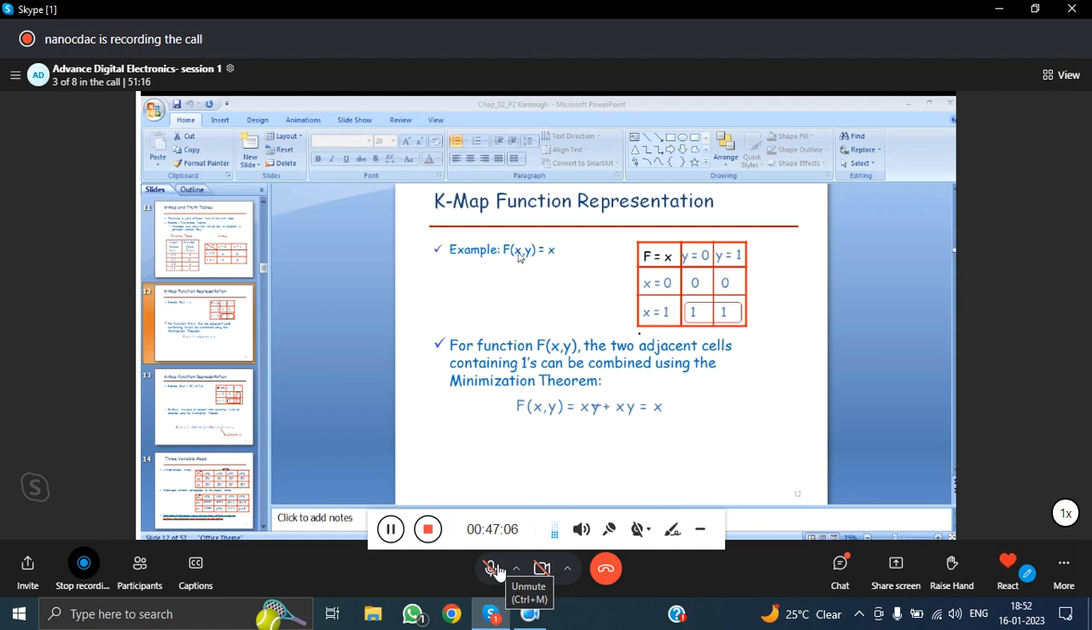Similarly, if f of x comma y is equal to y is given, how do you represent it? In the KMap, f of x y is equal to x, so you have represented it like this. x y bar plus x y. Here, if you take x common, you get y plus y bar, and y plus y bar is equal to 1.